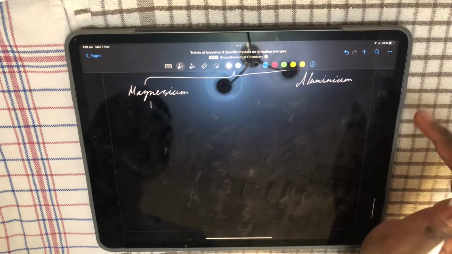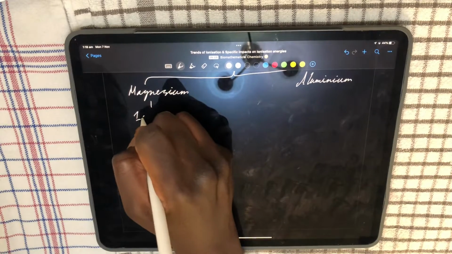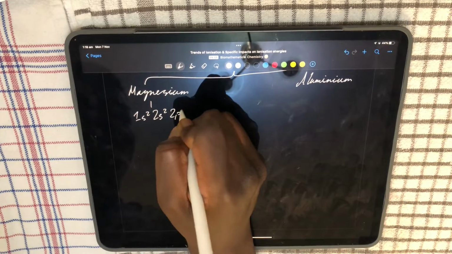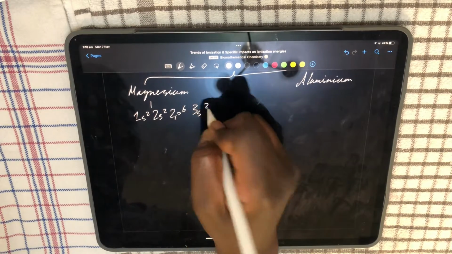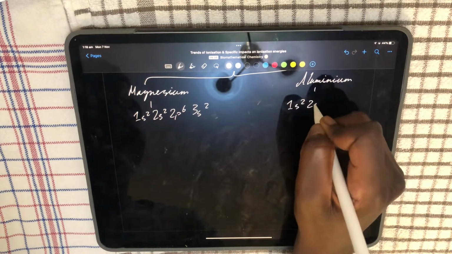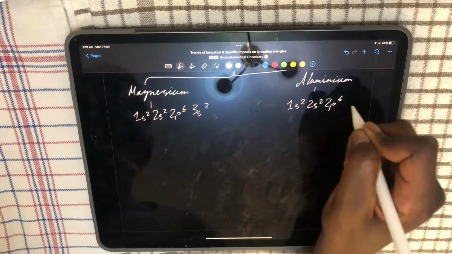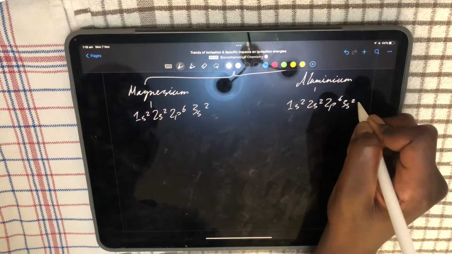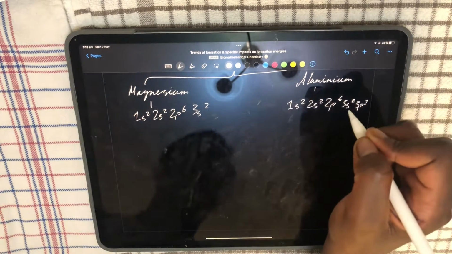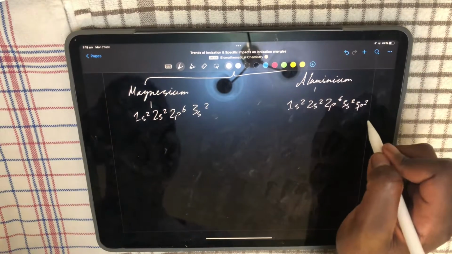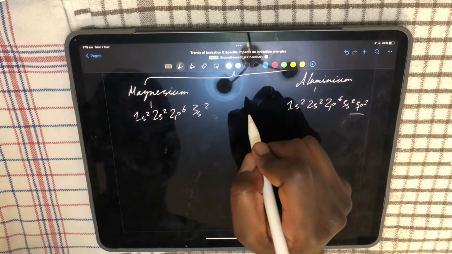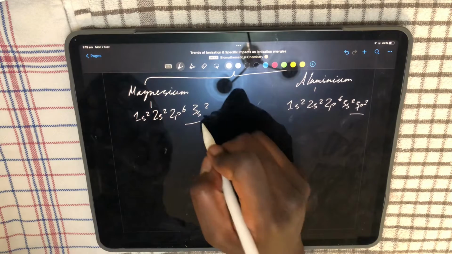We already know, we're just talking about the orbitals, because this is the same: 1s2, 2s2, 2p6, and then 3s2 and 3p1. So in aluminium you're removing an electron from the 3p orbital, whereas with magnesium, you're removing an electron from the 3s orbital.